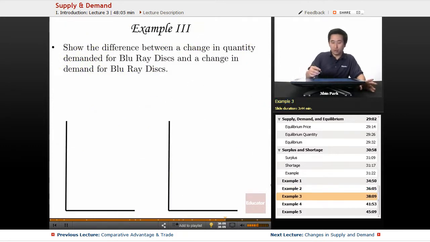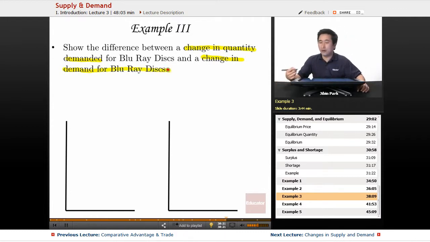Okay, another example. Show the difference between a change in quantity demanded for Blu-ray discs and a change in demand for Blu-ray discs. I didn't really go over this very specifically, but this is something that you'll probably come across maybe one or two times in multiple choice questions. Generally speaking, you're not going to see this type of question in a free response for macro, but it's usually covered in the multiple choice section with a question or maybe two.